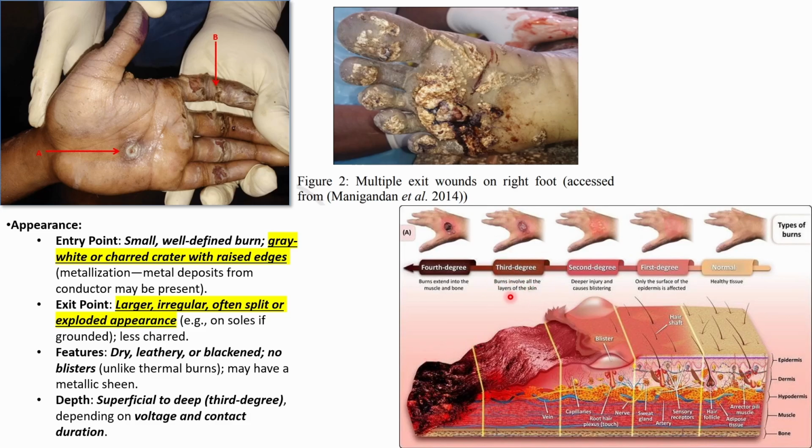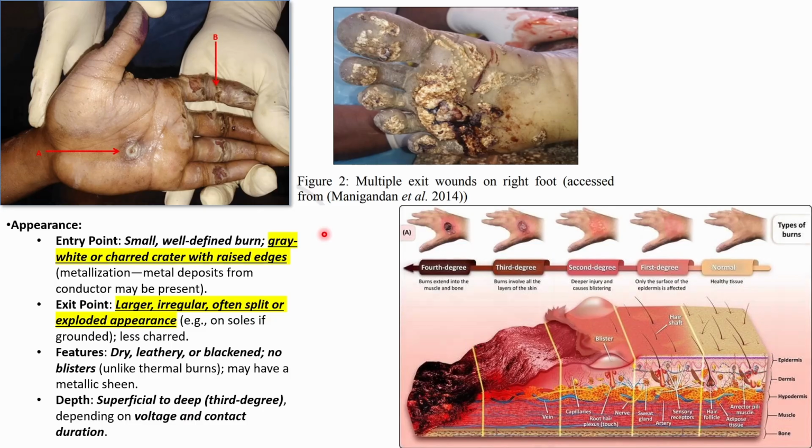So in third degree burn, you can see the burn involves all the layers of the skin, the dermis and epidermis, it gets burnt. In second degree, there is blister formation. So features are dry, leathery or blackened. No blisters are formed here. Depth can be superficial to deep, like the third degree burn. So third degree burn can be superficial also, it can be deep also, right? That depends on many circumstances here.